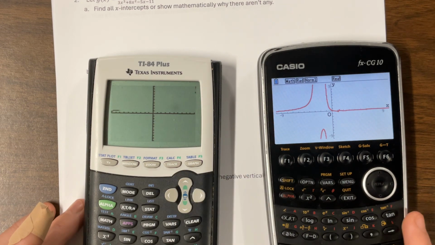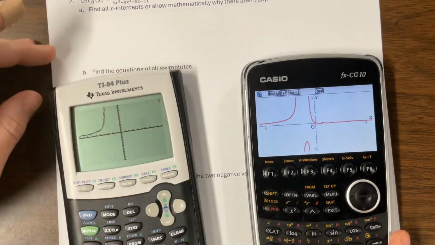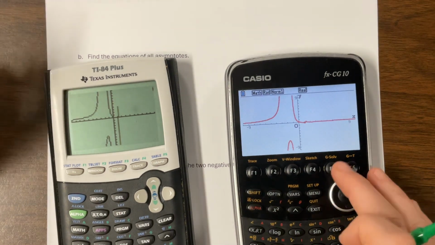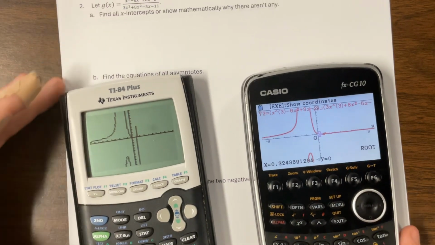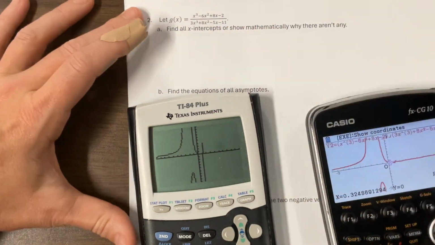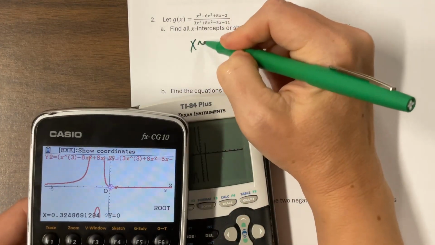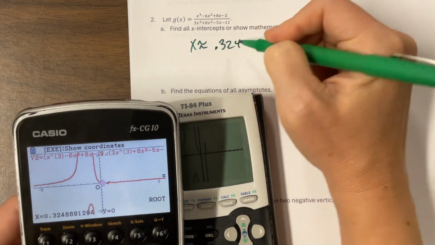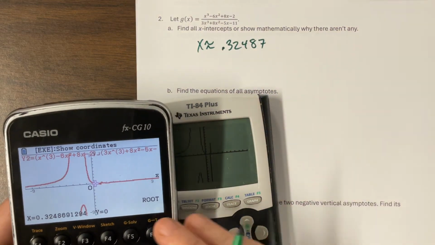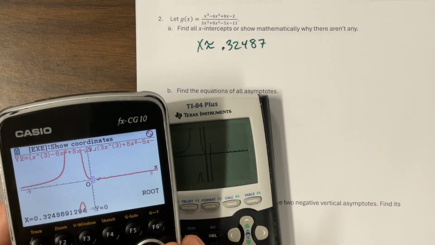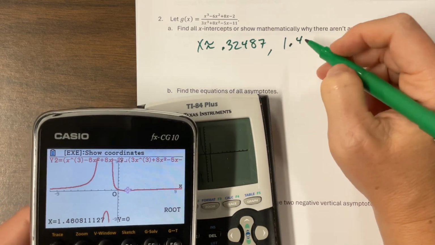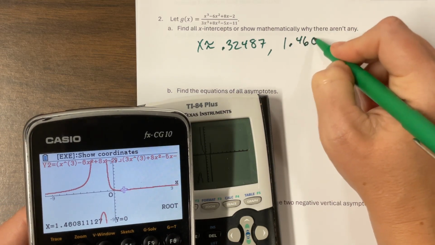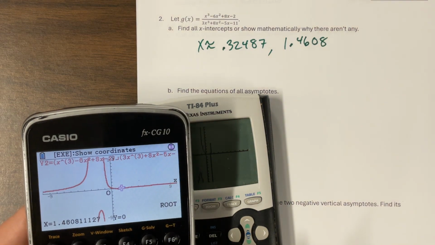Okay, graph. So here are my graphs, and it says find all x-intercepts. So when it says find all x-intercepts, let's do G-solve root. Let's see what it comes up with. Okay, so we've got one here. X is approximately 0.32487. Do I have any more? Oh, I do. Okay, 1.4, can you see what I'm doing? I think you can. 1.4608. Do I have any more? I don't know.